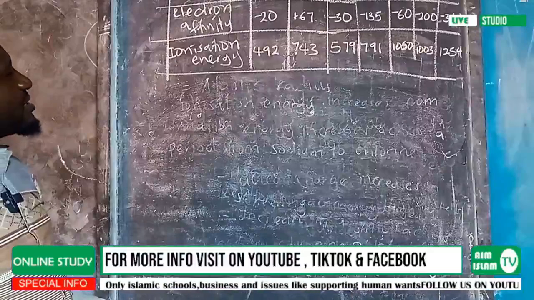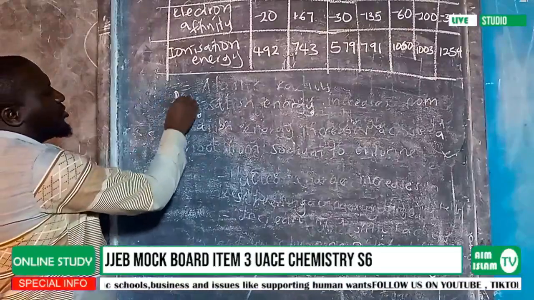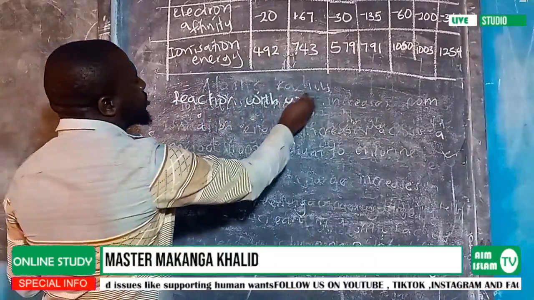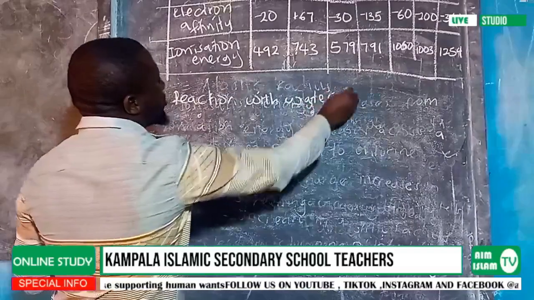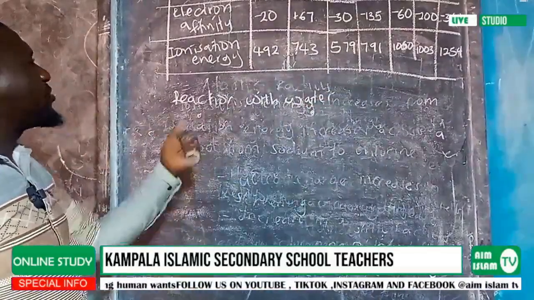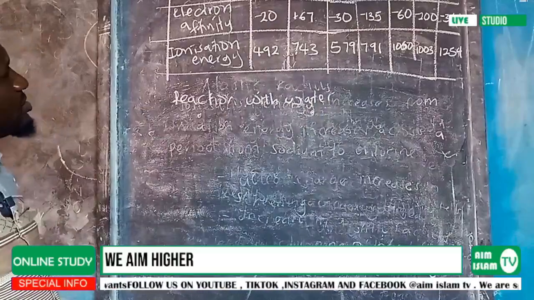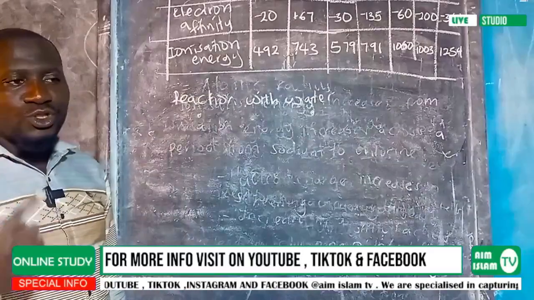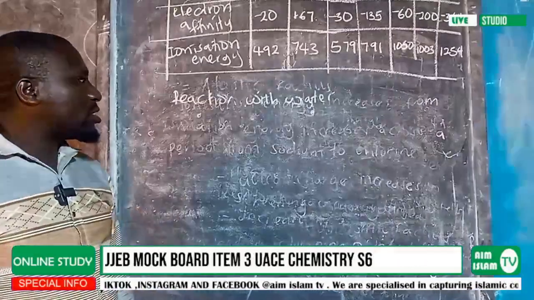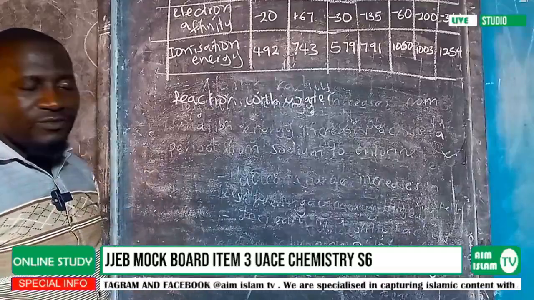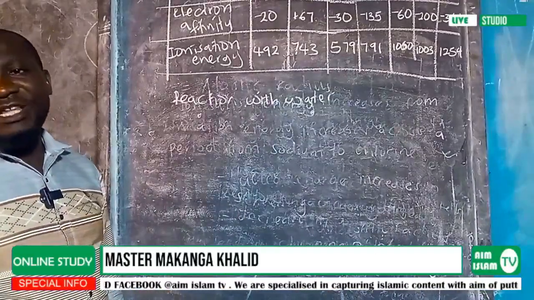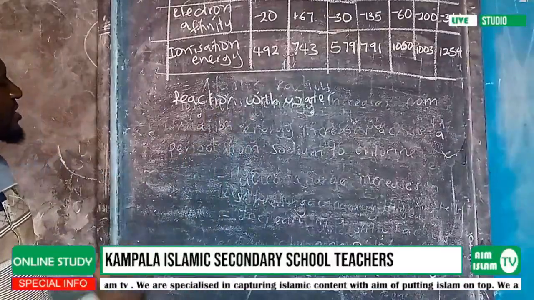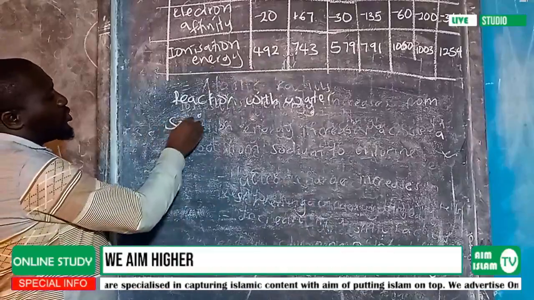So the first element is sodium, and the reaction is with water. How do those elements react with water? To respond to this well, I am supposed to note the condition, note the products which are formed, and write the equation for the reaction. Like here, reaction with water. The first element is sodium.